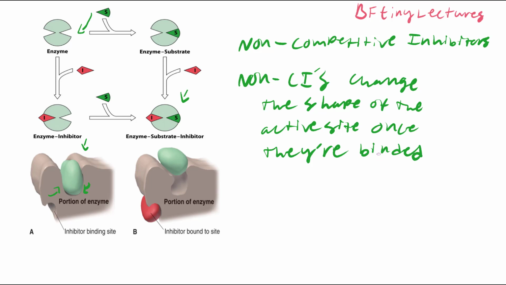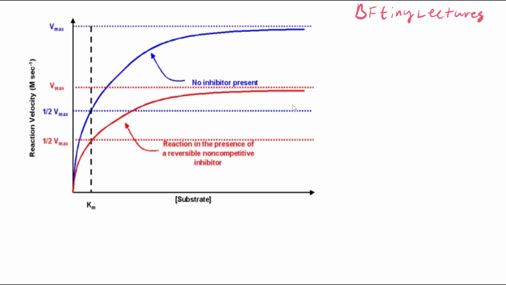Okay, so it's really not that hard of a concept to grasp. And now we will go into the chart. Here's a chart for the non-competitive inhibitors. So this is non-CI.